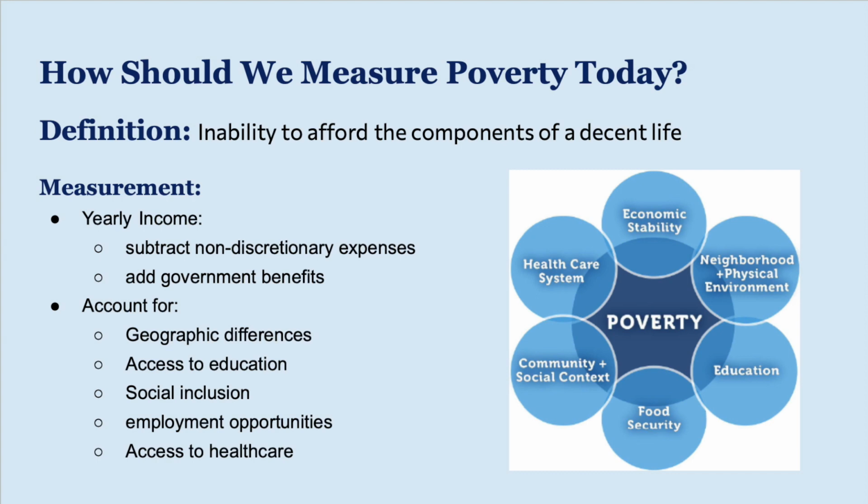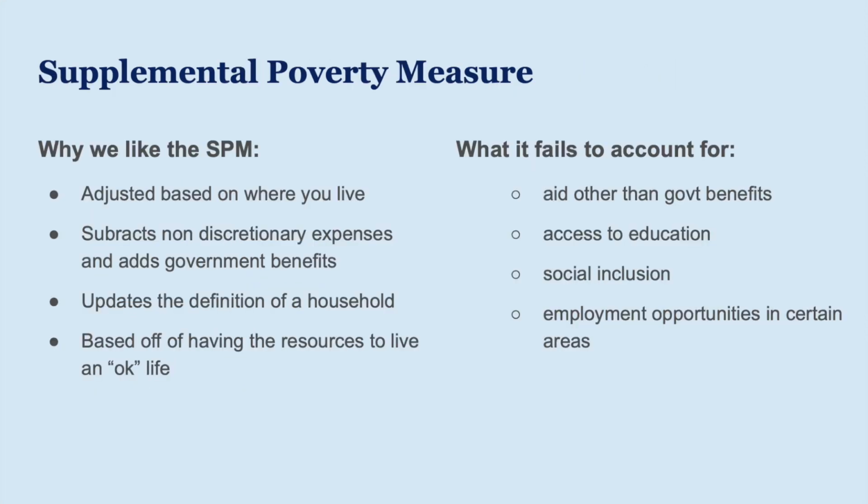We believe that while they may be easier to track globally, the official poverty measure, relative poverty measure, and the extreme poverty measure fall short of accurately measuring poverty and taking into account people's well-being and dignity. There are many good aspects of the SPM, one of which is that it subtracts non-discretionary expenses and adds non-cash government benefits when looking at income.